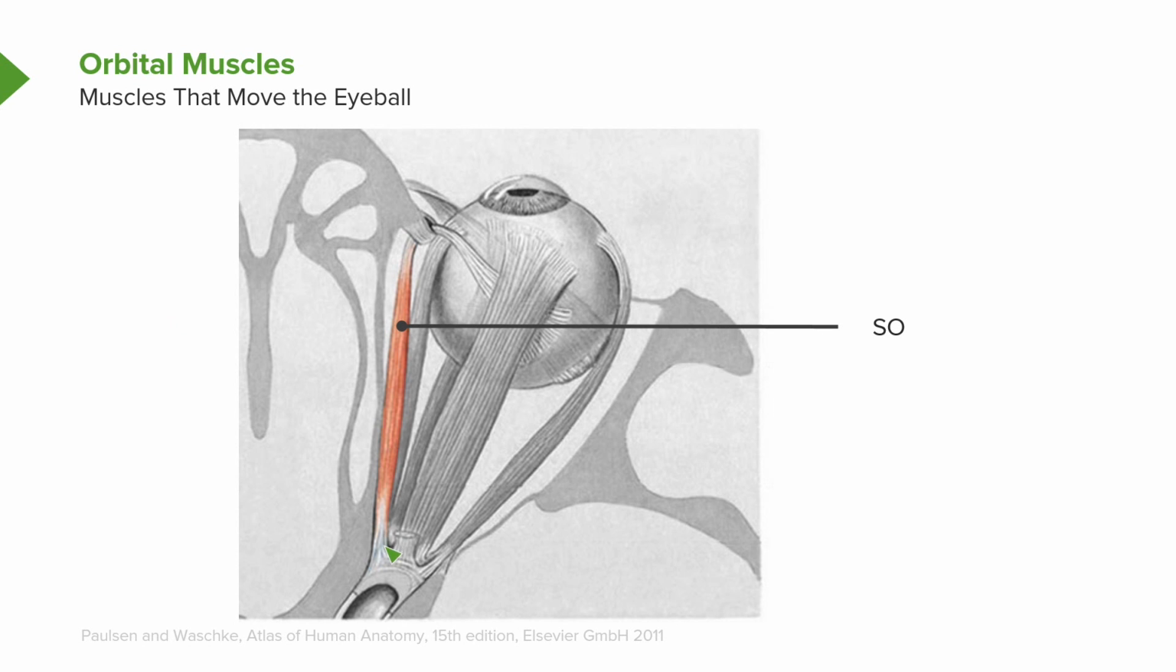We see the origin here from the annular tendon, and then it'll course on the medial upper side of the orbit, and then it will run through a pulley-like structure, and that is referred to as the trochlea, and that's in the upper medial corner of your orbit. And then once it passes through the trochlea, it will then course laterally and posteriorly to attach to the eyeball.